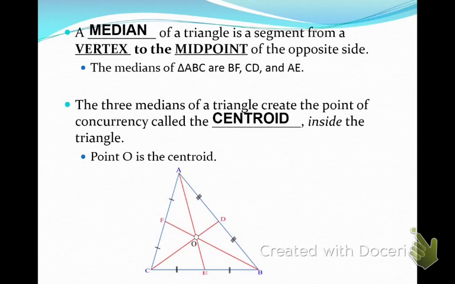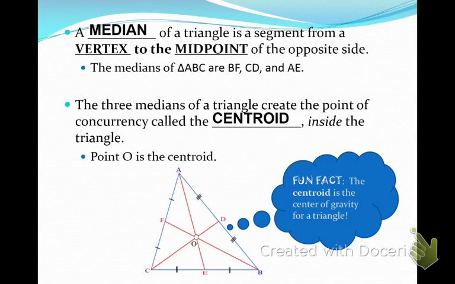Point O is the centroid, as I said, and the centroid is the center of gravity of a triangle. So if I cut this triangle out and put my finger on O and balance that triangle, the triangle would balance on my finger. Center of gravity.